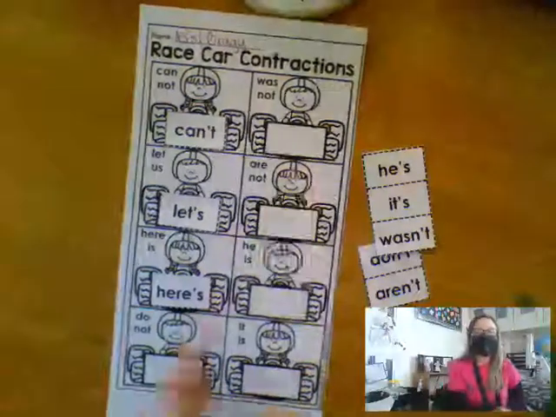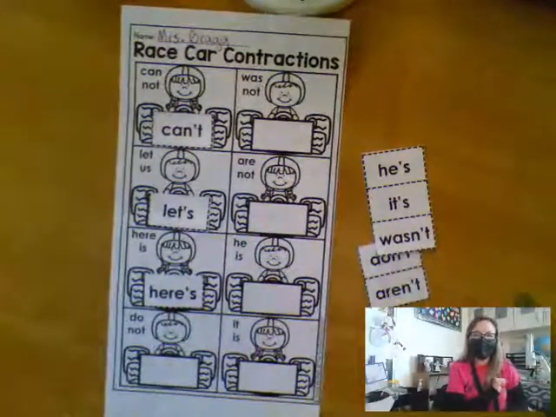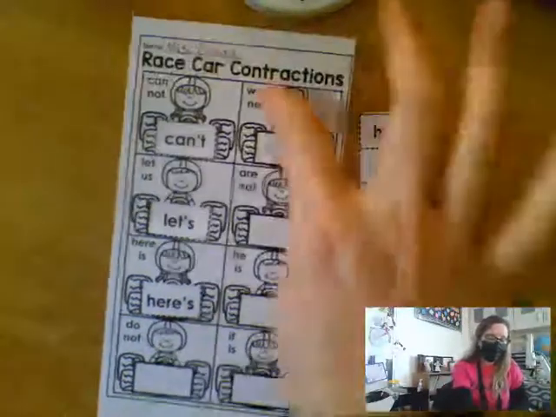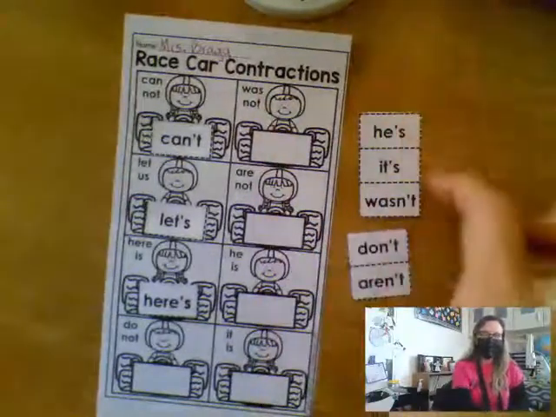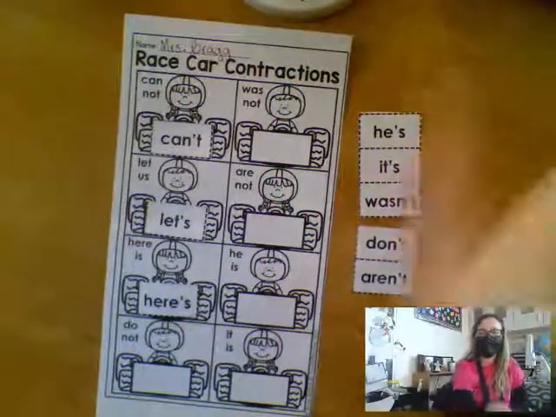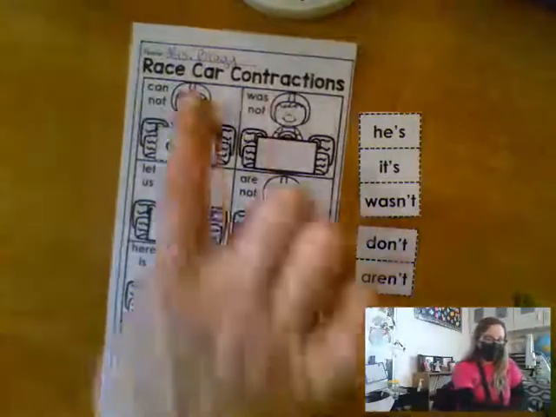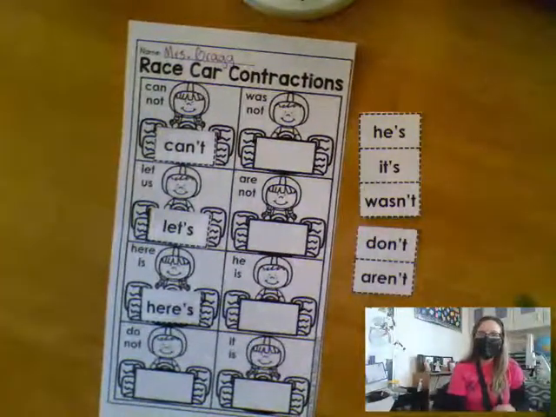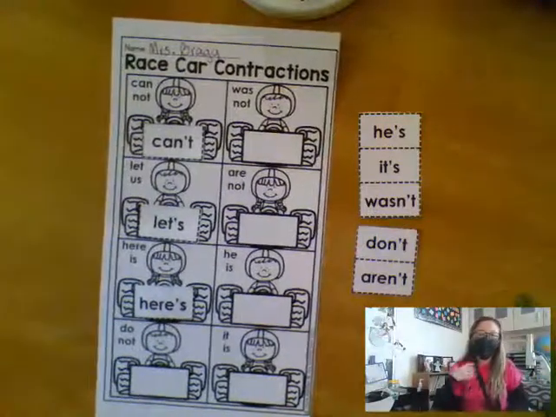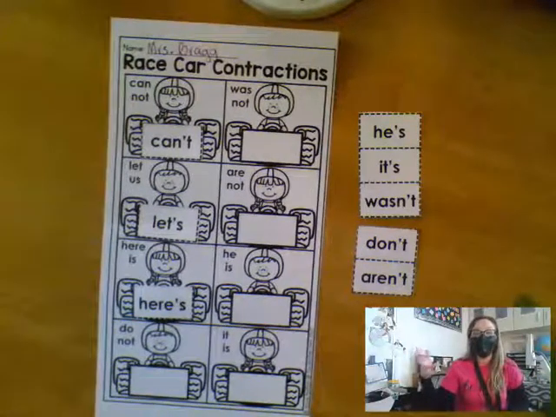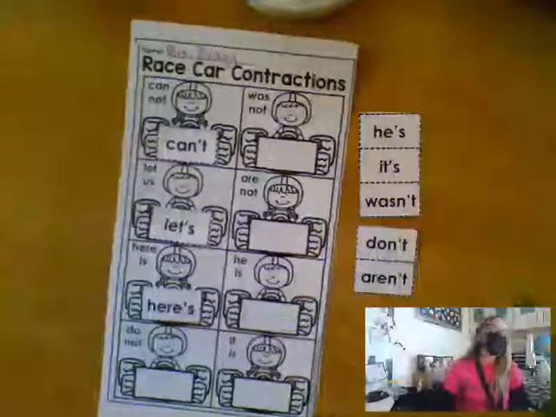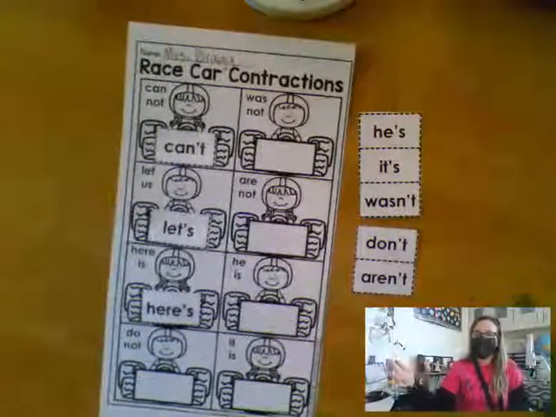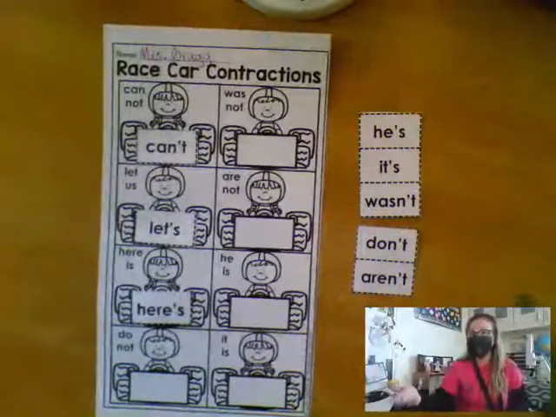Now you're going to continue with the rest of the race car contractions. Read the two words. Figure out which contraction those two words can make when put together. And then when you're done, you can color all the little race car drivers. They're super cute. Okay? So have fun with this, boys and girls. Remember that contractions are things that we use every day in our speaking. And now we're learning how to read and write them as well.